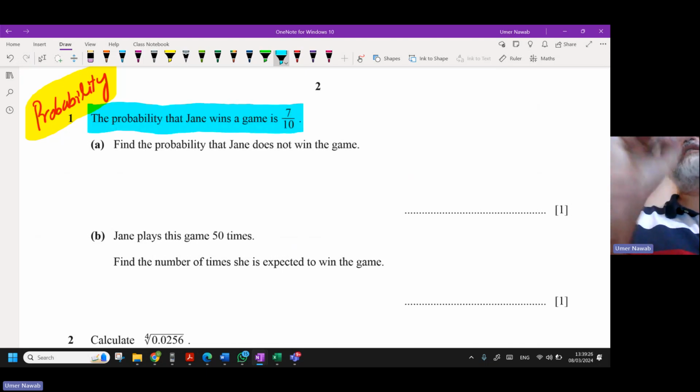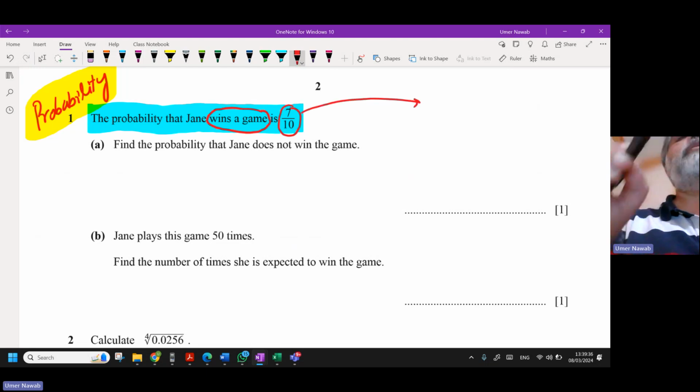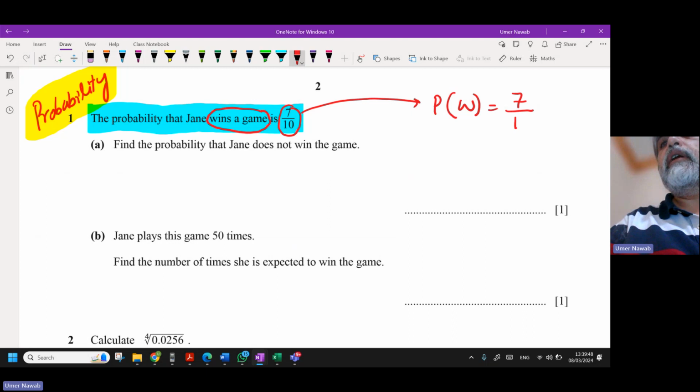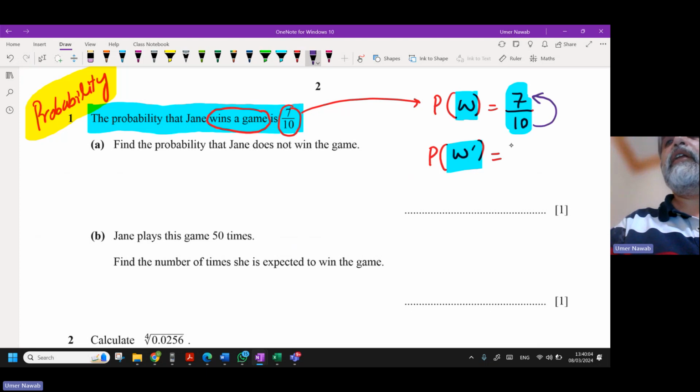The probability that Jane wins the game. Can you see that it says wins the game? If the probability of winning the game is 7 over 10, then what is the complement of that? The complement is losing the game, or not winning. Jane's probability of winning is 7 over 10. With my knowledge of probability, I can write the probability of not winning. How can I find it? Just from 10, I subtract 7, that is 10 minus 7 over 10. So 3 over 10 is the probability of not winning.